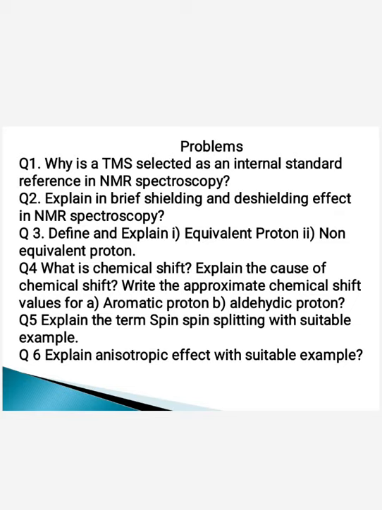The second question, explain in brief shielding and de-shielding effect in NMR spectroscopy. While writing the answer of shielding and de-shielding effect, mention the formation of induced magnetic field due to the circulation of pi electrons. There is a formation of secondary magnetic field, that is induced magnetic field, in benzene or ethylene or acetylene compound.